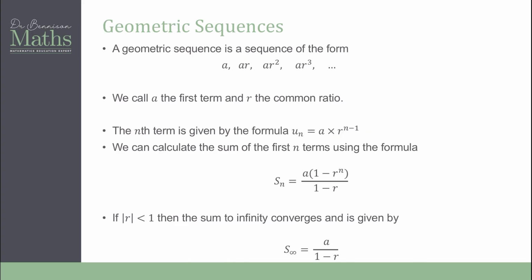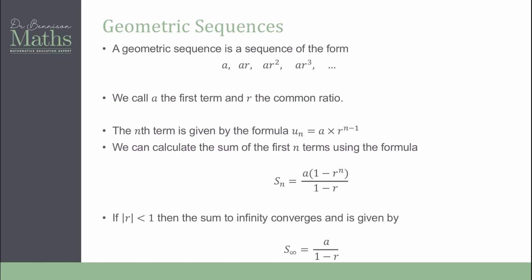And then we have geometric sequences. So again, you will have first come across these at GCSE, and this is a sequence of the form A, AR, AR squared, and so on. I.e. each term is obtained from the previous term by multiplying by this value R, which we call the common ratio. So again, we use A to be the first term, but now R is the common ratio. We have our nth term formula that's worth remembering. And then in the formula book, we also have the sum of the first n terms, the sum of the infinite number of terms, or sum to infinity. And this only holds if the modulus of R is less than 1.